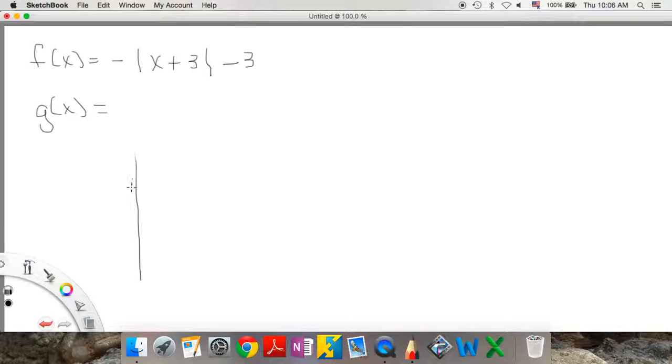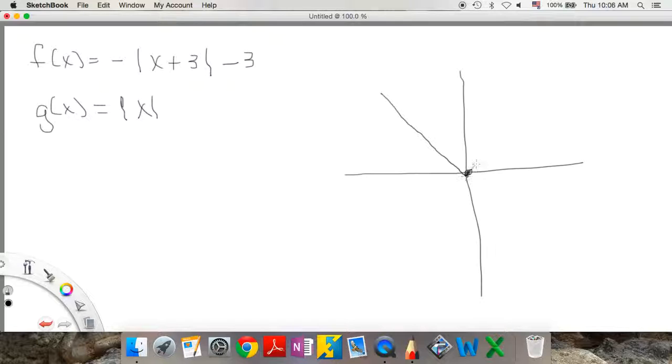I don't have enough room over there. If we know what the plain old absolute value of x looks like, let's put it over here. We know it looks like this V. So this is g of x. Then what this tells us is that we're going to flip it over the x-axis, and we're going to go left 3 units and down 3 units. So we're going to take our vertex, because that's the easiest point to start with, and we go left 3 units, down 3 units.